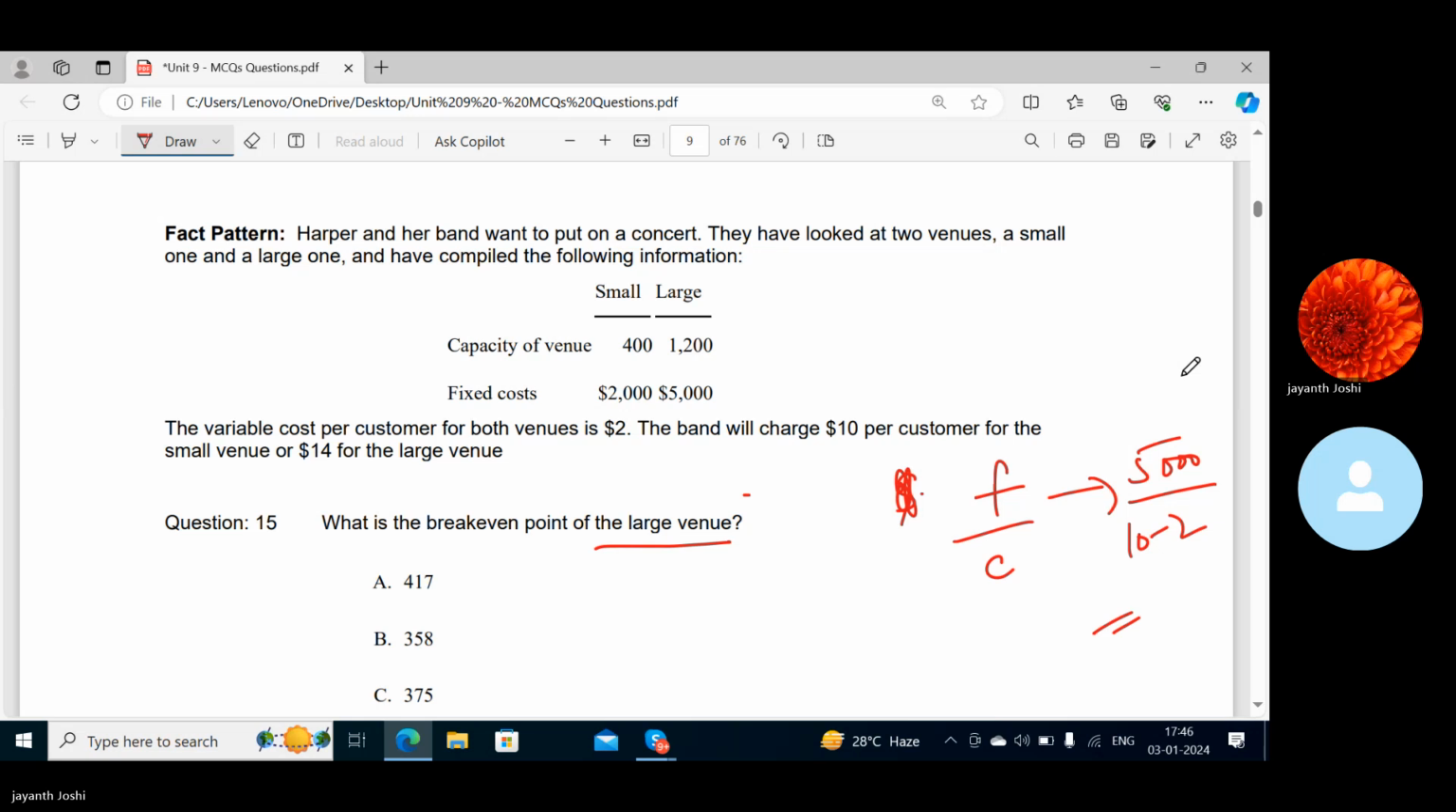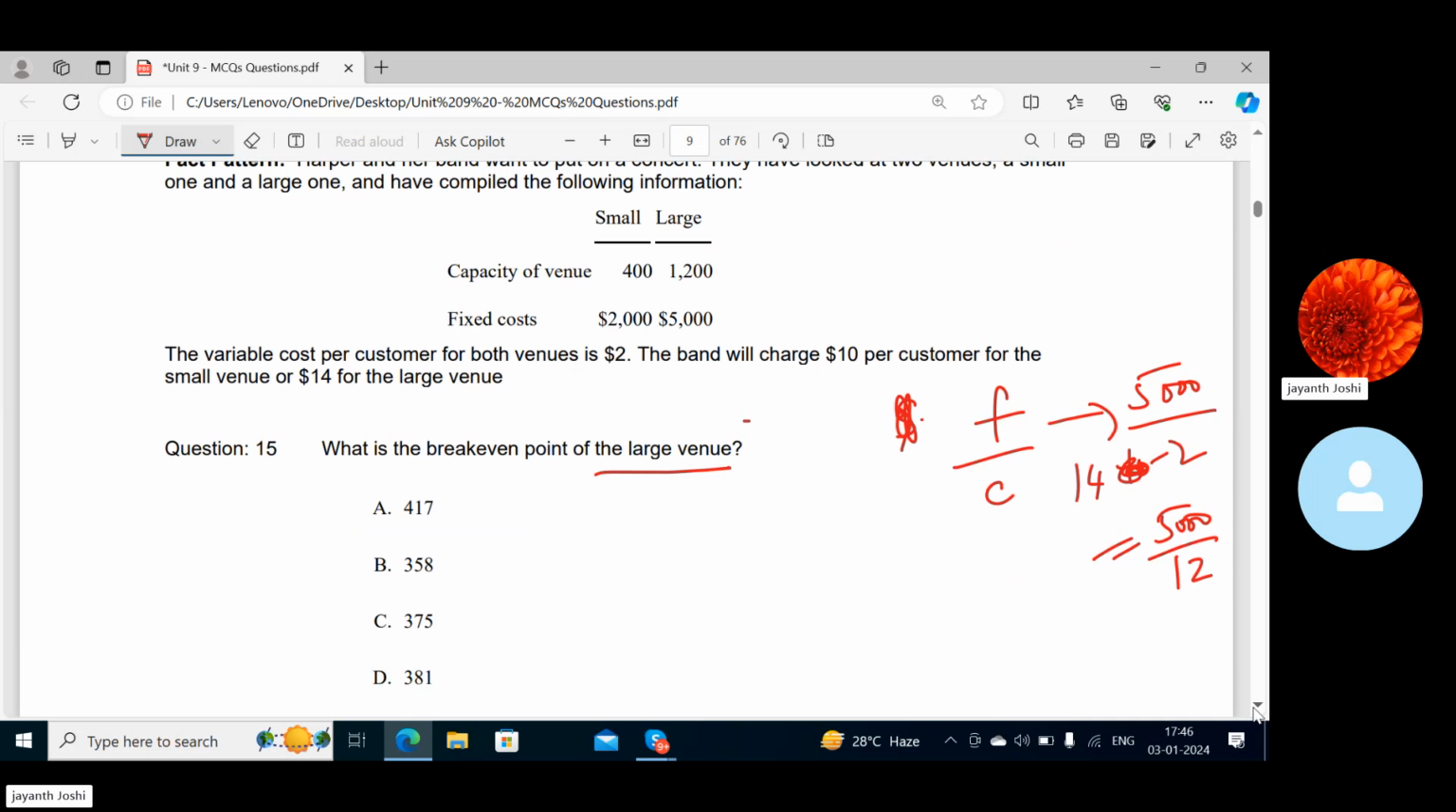625. 5,000 divided by 8. Just a second. Contribution, sorry, 10 per customer, large venue is 14. Extremely sorry. So 5,000 by 12. 416.66. Shall we move forward? Yes. Break even.